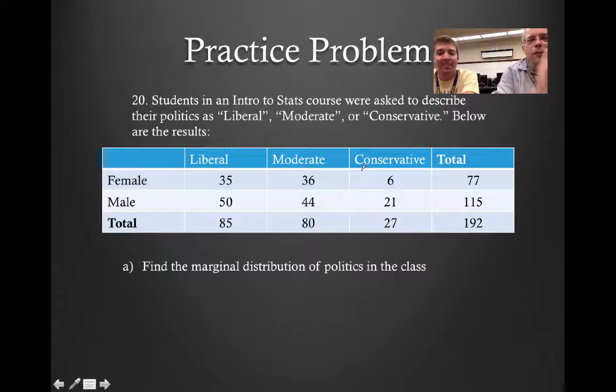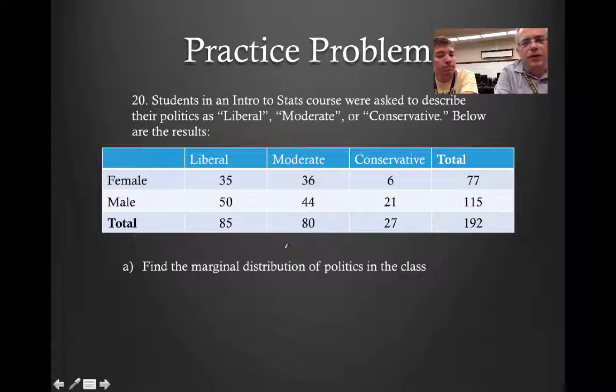So here's our problem we're going to use for the whole video. Students in an Intro to Stats course were asked to describe their politics as liberal, moderate, or conservative. They were also asked to identify whether they're male or female. So here's our two-way table. We want to find the marginal distribution of politics in the class.